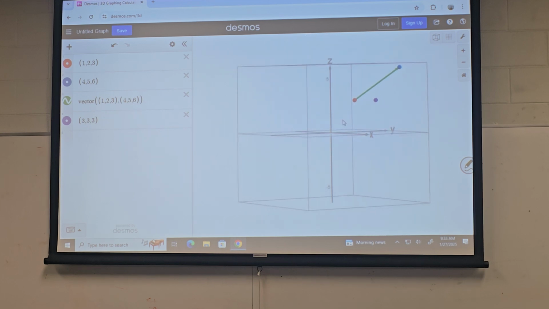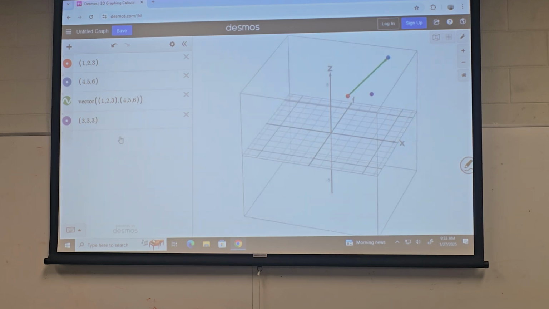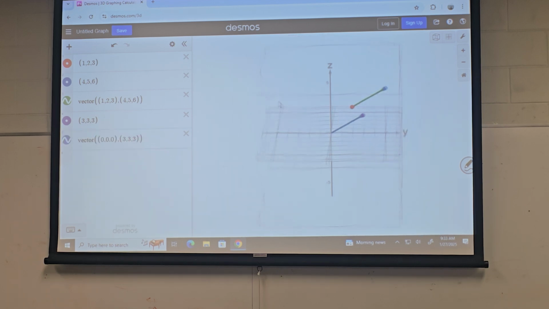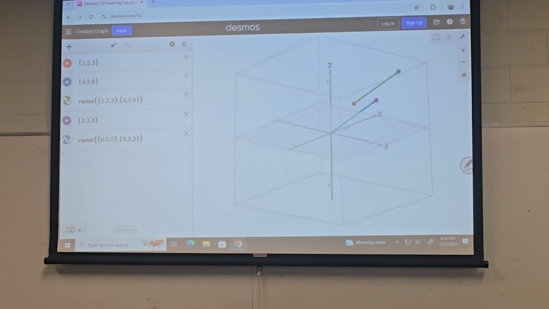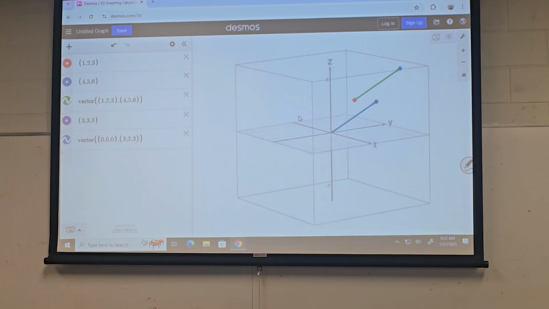But, of course, that is a coordinate only. So the way that we can get that to be a vector is say vector starting at 0, 0, 0 and ending at 3, 3, 3. Now you can see exactly what's happening here. I have two vectors that are parallel or scalar multiples. But the one in blue is just in our quote-unquote standard form where it starts at the origin.